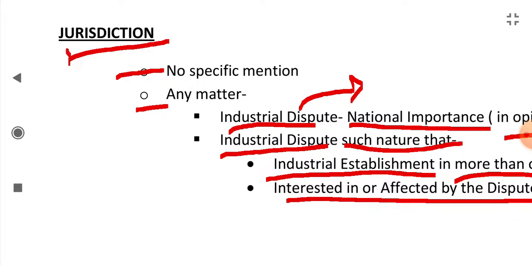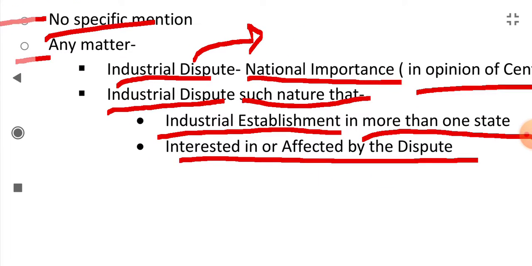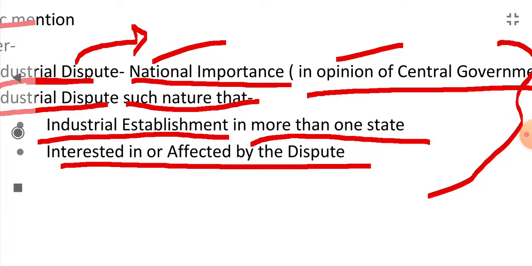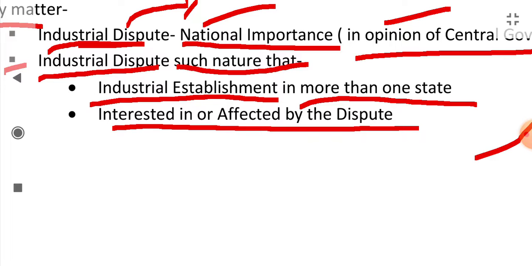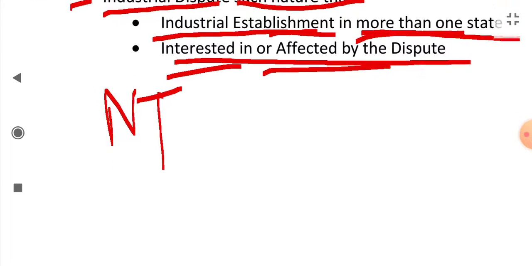The jurisdiction, or authority to decide, has no specific mention. So any industrial dispute related to any matter which involves a question of national importance in the opinion of the central government, or any industrial dispute of such nature that industrial establishments in more than one state are interested in or affected by the dispute, can be referred to the National Tribunal, and a National Tribunal will be constituted. So this was the National Tribunal.